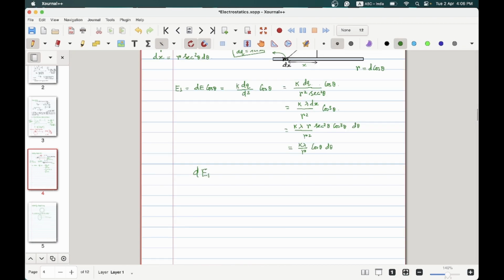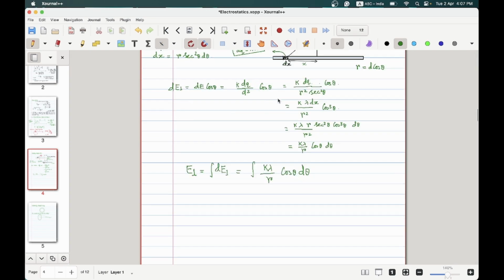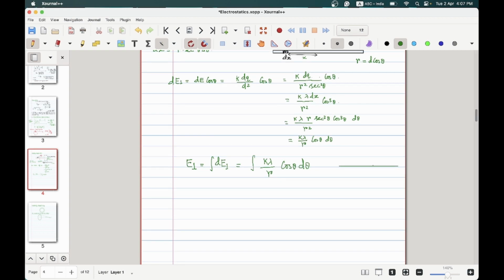Now this is dE. Now E perpendicular is basically the integration of dE perpendicular. So this is basically k lambda by r cos theta d theta. Now we have to think about the limits of the integration. What should be the limits of integration? Let me draw the picture here.